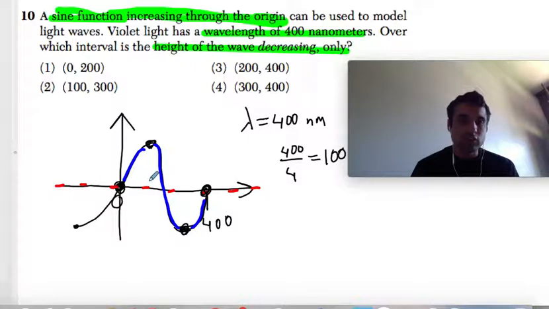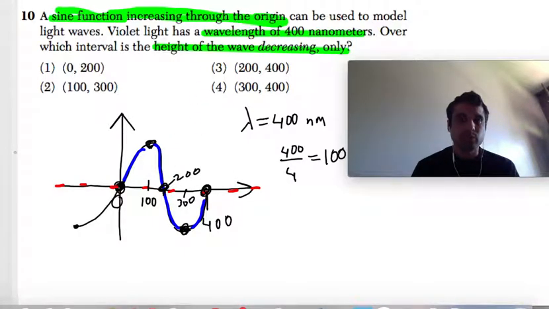So from 0 to 100, it goes up from the midline to the maximum. Then it has to come back down to the midline. So this is where x is 200. Then it comes down to the minimum. And then it comes back to the midline when x is 400. So this is 300. And here it's 200, right? The x value. So here's what it's going to look like.